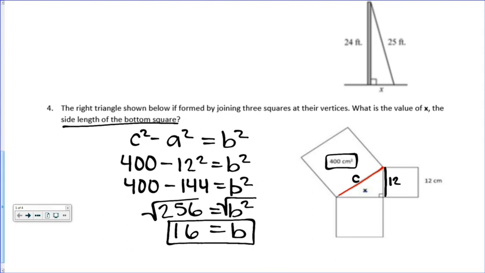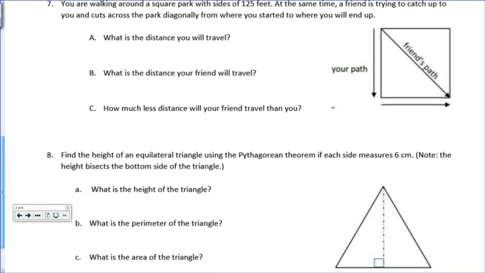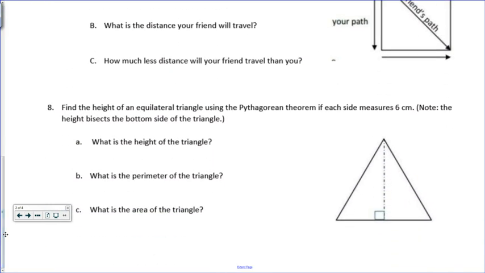Okay, let's move on to the next page. Let's move on to number 8 at the bottom. It says, find the height of an equilateral triangle using the Pythagorean theorem if each side measures 6 centimeters. Note, the height bisects the bottom side of your triangle. So that information is given to you. We have an equilateral triangle. That means that all sides are equal at 6.